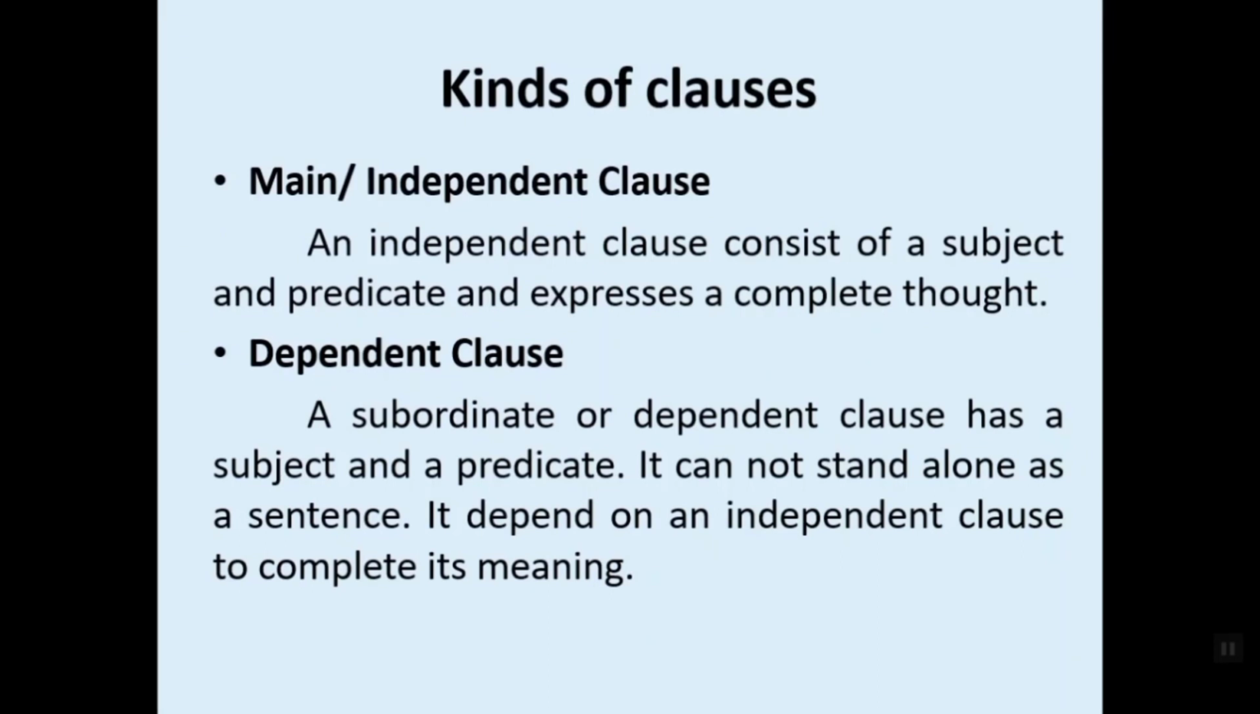The second kind is the dependent clause. A subordinate or dependent clause has a subject and a predicate. It cannot stand alone as a sentence. It depends on an independent clause to complete its meaning.